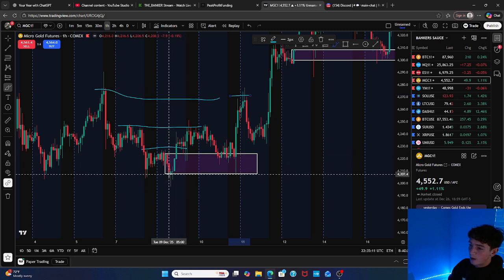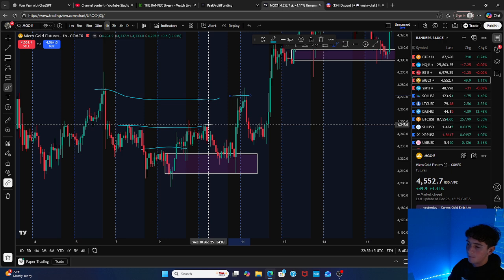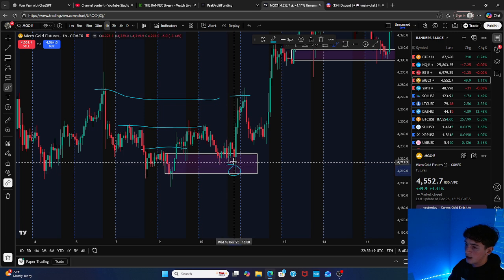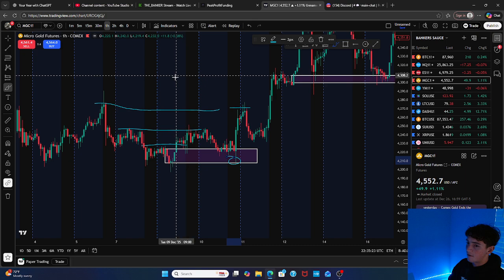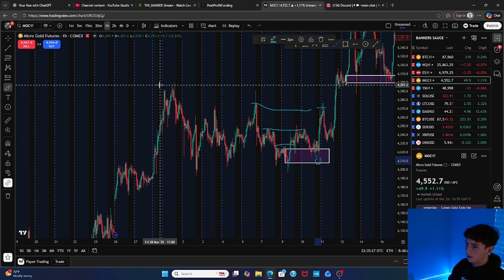So the institutional buyers come in here, they buy, push price up, stomp us as retail traders out, and then they push price back down, fill all their orders right here, go up to the next previous high, stomp everybody out, and it's a never-ending cycle. Of each high, you can tell there are key levels of resistance right here.